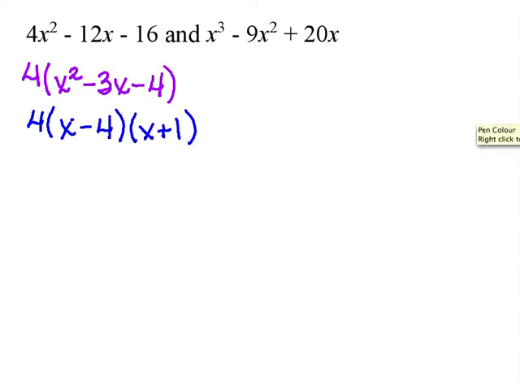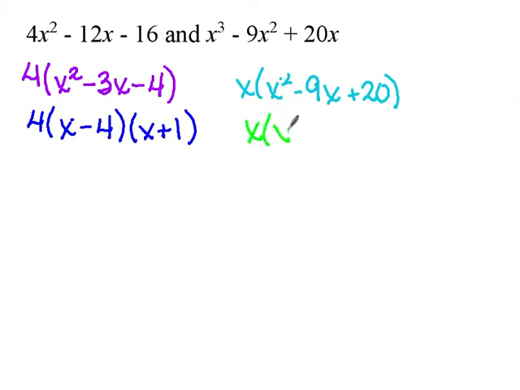All right, let's look at the next one. What do you get from the next one? Take an x out. You get x squared minus 9x plus 20. What do you do now? Yep, x times x minus 5 times x minus 4.